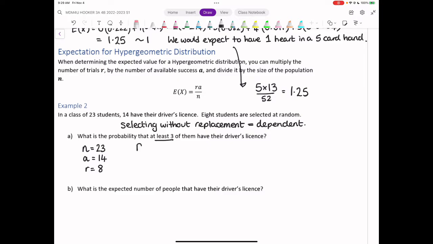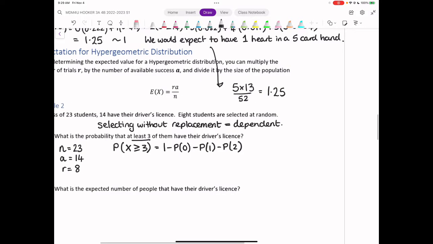So, probability of at least 3, so our random variable has got to be greater than or equal to 3, which means 1 minus probability of 0 driving licenses, 1 driving license, or 2 driving licenses. We could do it the direct way and do the probability of 3 plus 4 plus 5 plus 6 plus 7 plus 8, but that's just a little bit longer to calculate. So off to the side, we can probably actually do it right here. Probably have enough room. So this will be 1 minus probability of 0.